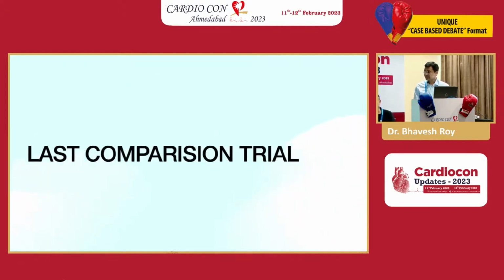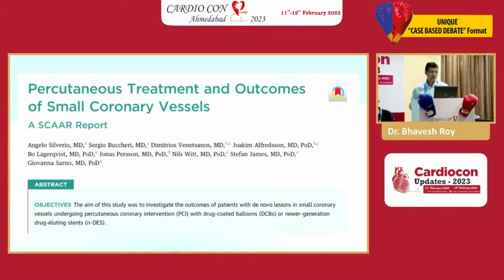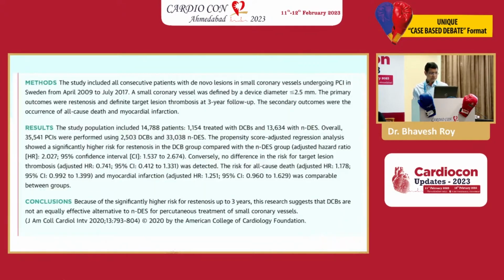So last comparison trial, I could find only one comparison trial, which was a head-to-head trial. Percutaneous treatment and outcome of small coronary vessels, SCAR report. This is basically to see the number of patients. The aim of the study was to investigate the outcome of patients with de novo lesions in the small coronary vessels undergoing PCI with the DCB or the new generation DES.